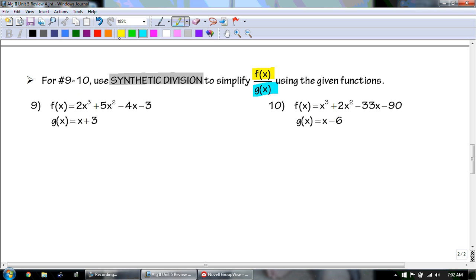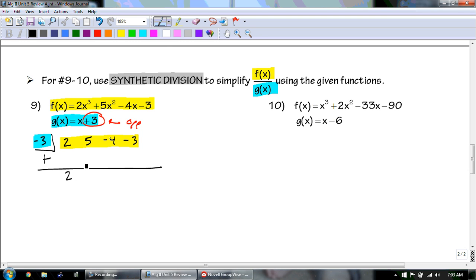So when we're looking at synthetic division, I take the coefficients, and then for my g of x, I need to take the opposite. So it's a +3, I'm going to use a -3. Okay, so this is my g of x right here. And then my f of x, all I do is look at the coefficients. So the 2, the 5, the -4, and the -3.